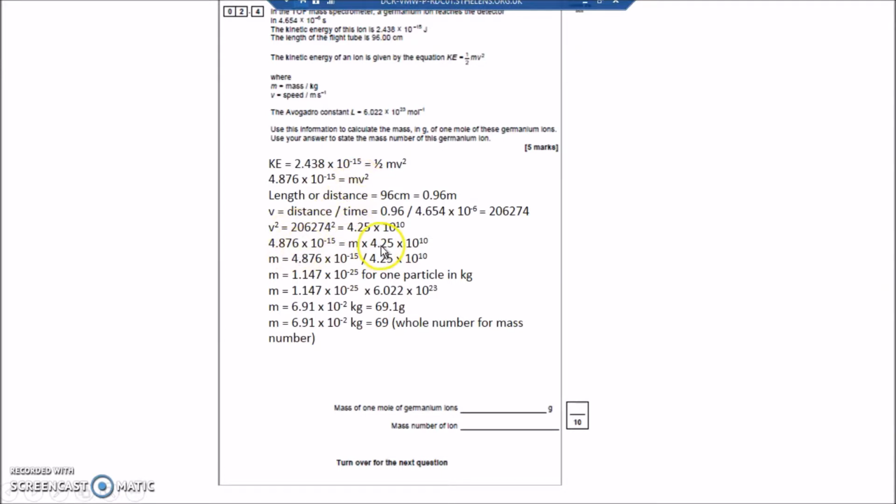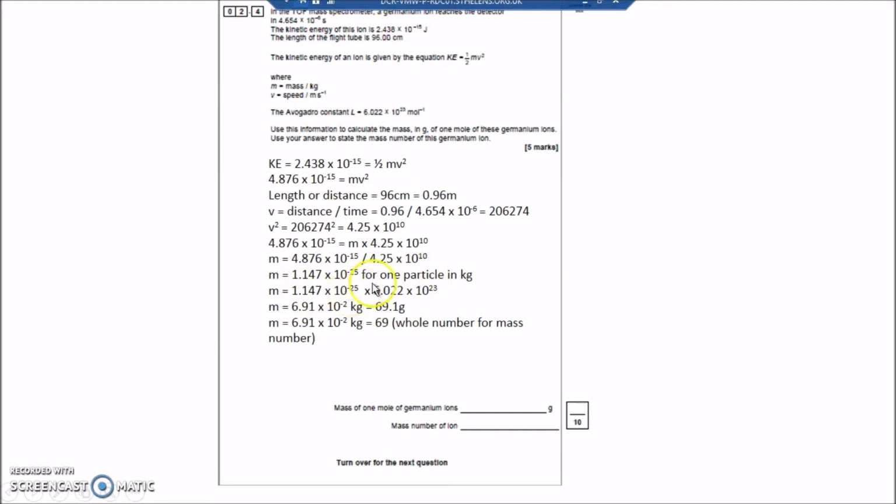I've just worked out v squared, so I can substitute v squared in there, and I can rearrange it. So 4.876 times 10 to the minus 15 divided by 4.25 times 10 to the power of 10 is going to be the mass, and it gives me the mass in kilograms. It says here, mass is in kilograms, so I've got it in kilograms.